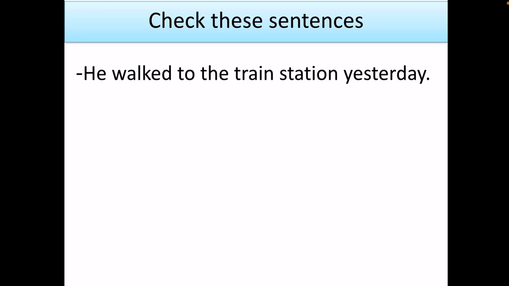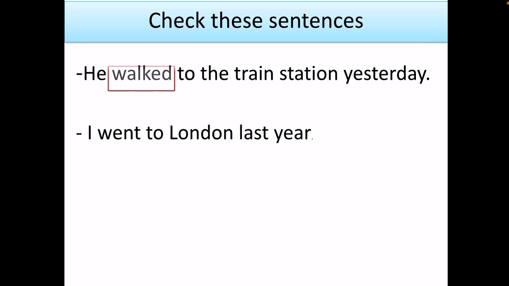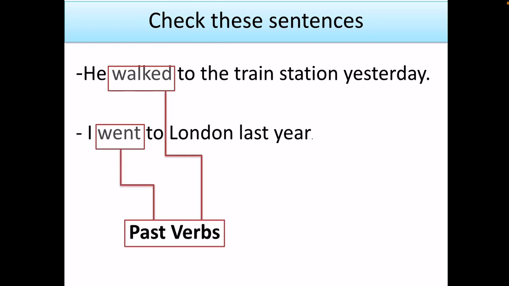He walked to the train station yesterday. I went to London last year. Here we have the verb walked and the verb went. They are past verbs. Walked and went, they are past verbs.